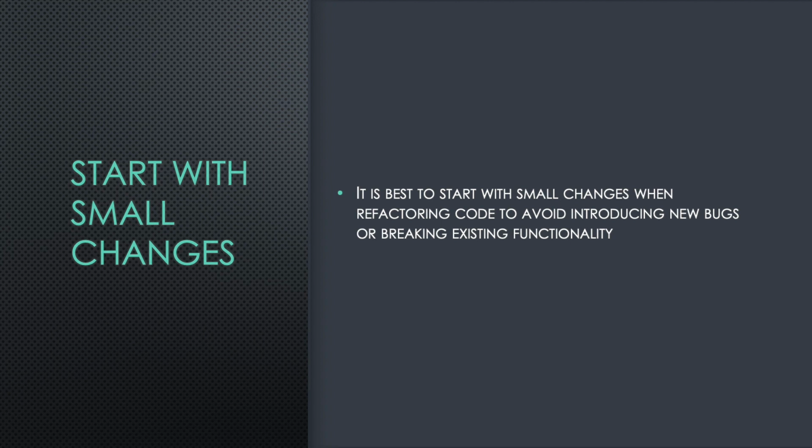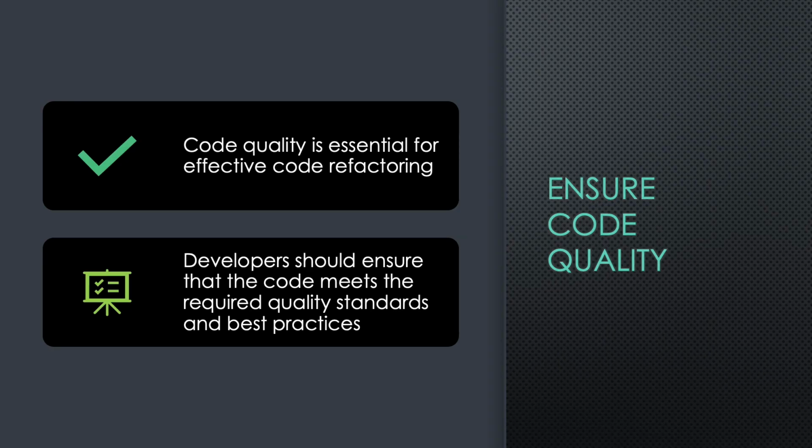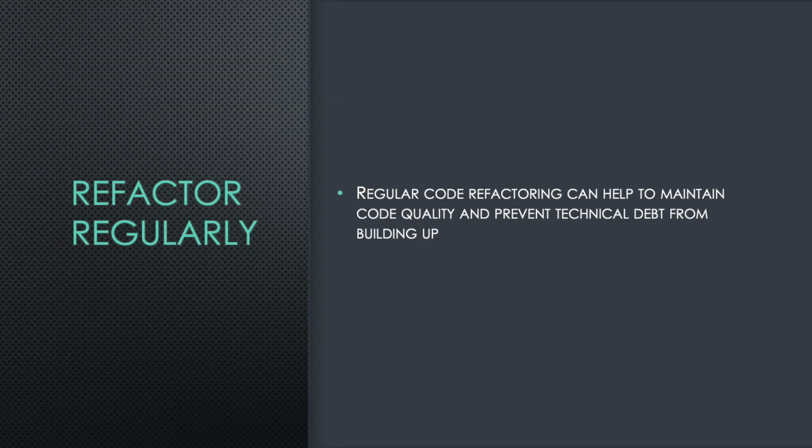Start with small changes. It is best to start with small changes when refactoring code to avoid introducing new bugs or breaking existing functionality. Ensure code quality. Code quality is essential for effective code refactoring. Developers should ensure that the code meets the required quality standards and best practices.